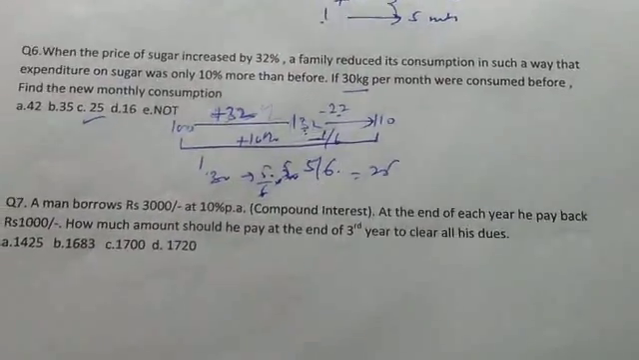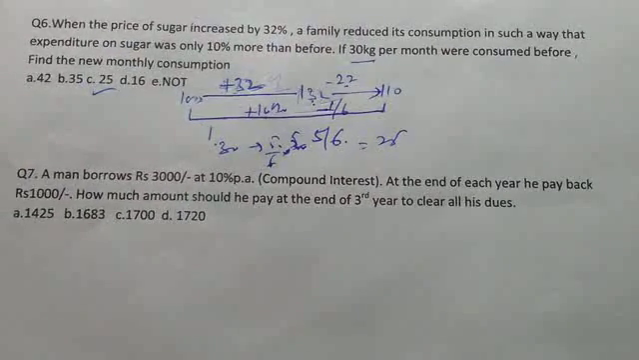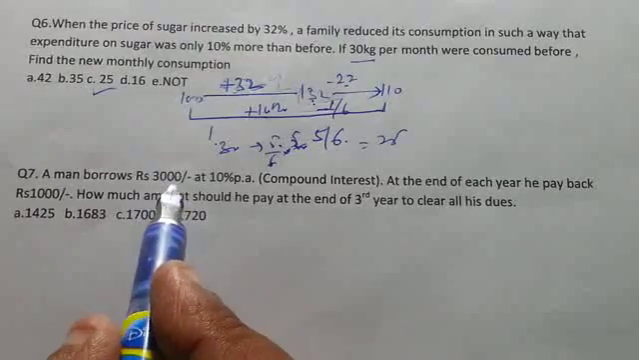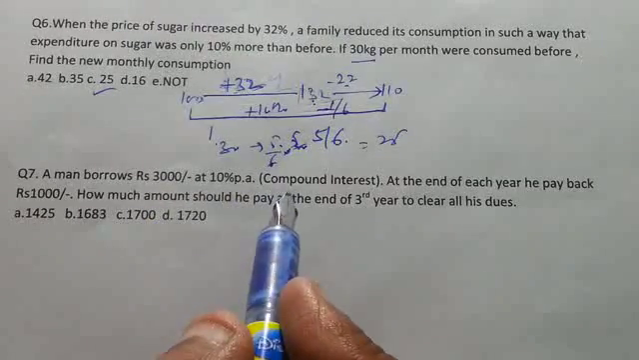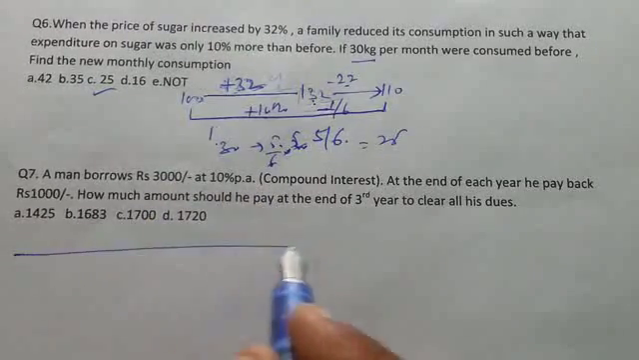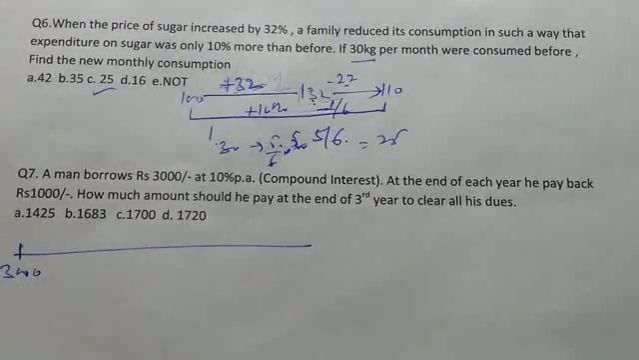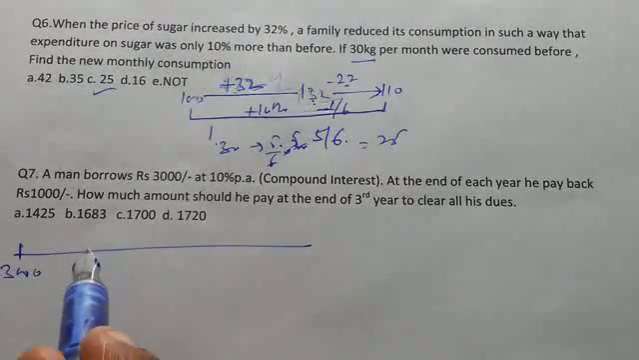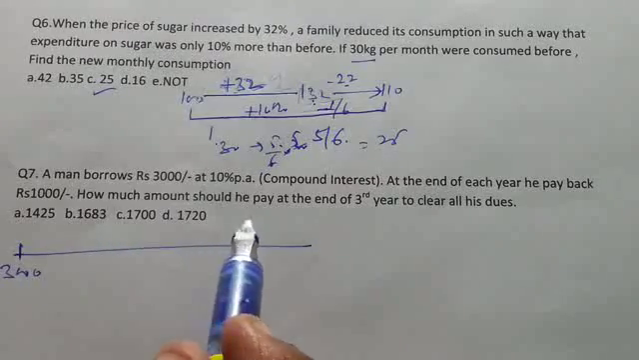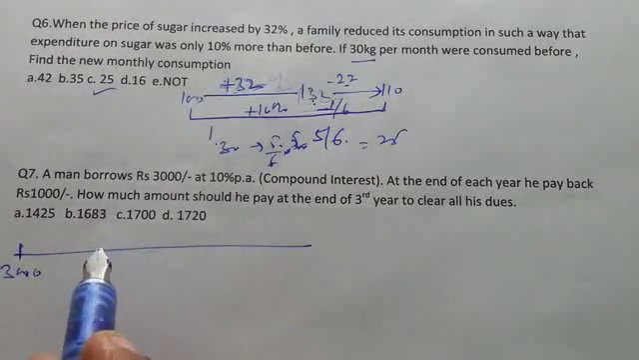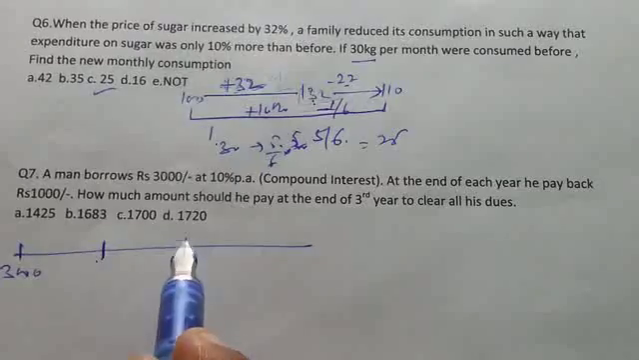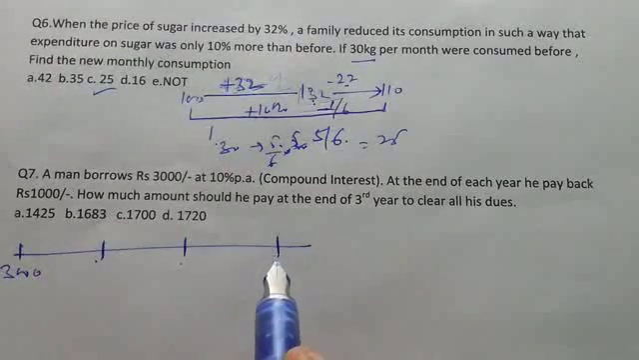Now let us come to a good example on compound interest. A man borrows rupees 3,000 at 10% per annum. Okay, no issue. So he borrowed 3,000 rupees at 10%. How much amount should he pay at the end of the third year to clear his dues? So let us say it is the end of the first year, the end of the second year, and the end of the third year where he'll clear all his dues.